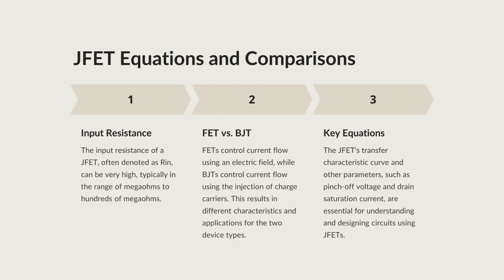JFET equations and comparisons. 1. Input resistance. The input resistance of a JFET, often denoted as RIN, can be very high, typically in the range of megohms to hundreds of megohms. 2. FET versus BJT. FETs control current flow using an electric field, while BJTs control current flow using the injection of charge carriers. This results in different characteristics and applications for the two device types. 3. Key equations. The JFET's transfer characteristic curve and other parameters, such as pinch-off voltage and drain saturation current, are essential for understanding and designing circuits using JFETs.